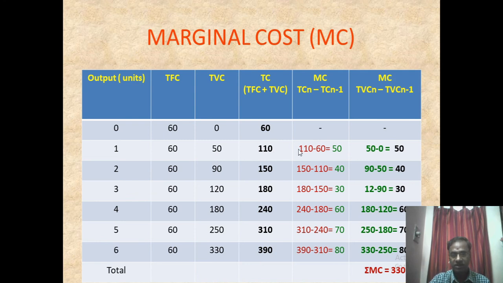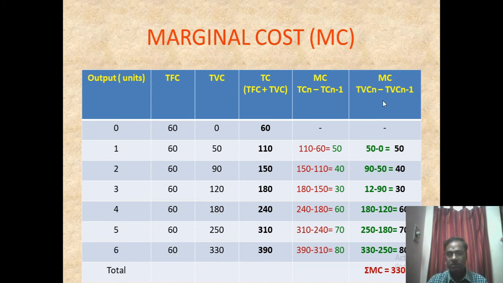110 minus 60 is 50. See here, addition to the total costs from the production of one more unit of the commodity, 50, that is MC. Then 150 minus 110, 40. 180 minus 150, 30. Likewise, we calculate MC. MC also, you see, first it decreases, then it increases. That's why it is U-shaped.